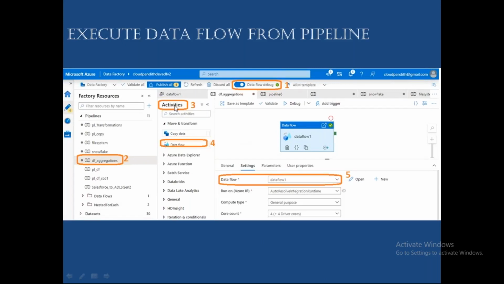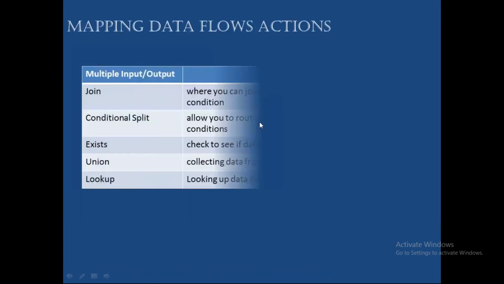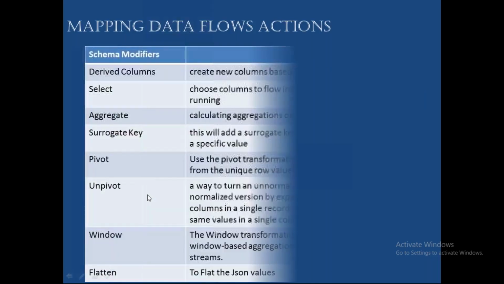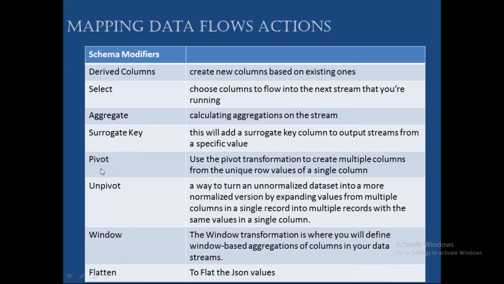This is the pipeline. In this pipeline, I have activities. I'm going to use an activity called the data flow activity to execute my data flows. To execute this data flow, I need to turn on the data flow debug. In mapping data flow, we talked about all these transformations. The remaining transformations are pivot and unpivot. Those are the things we are covering today.